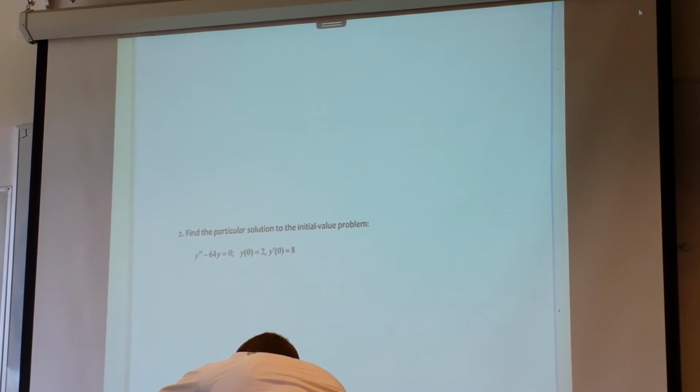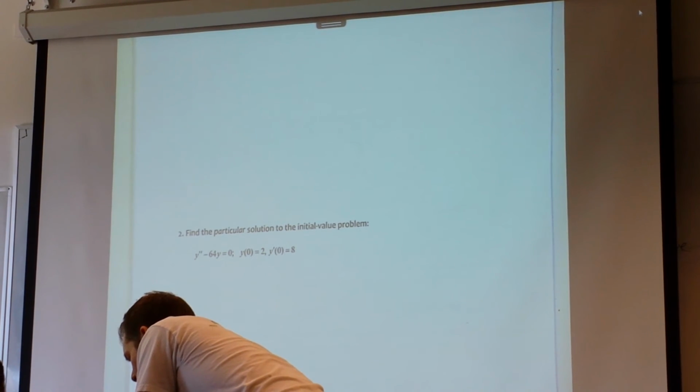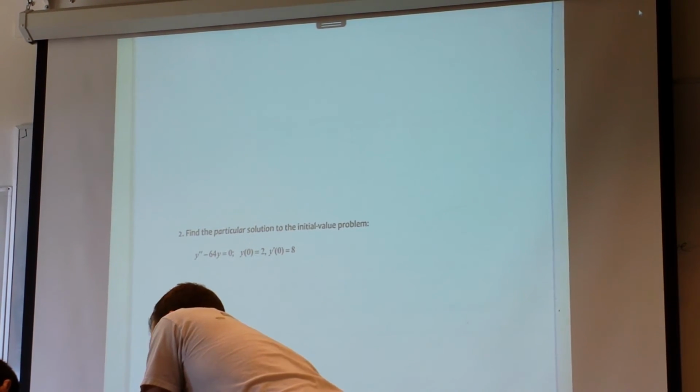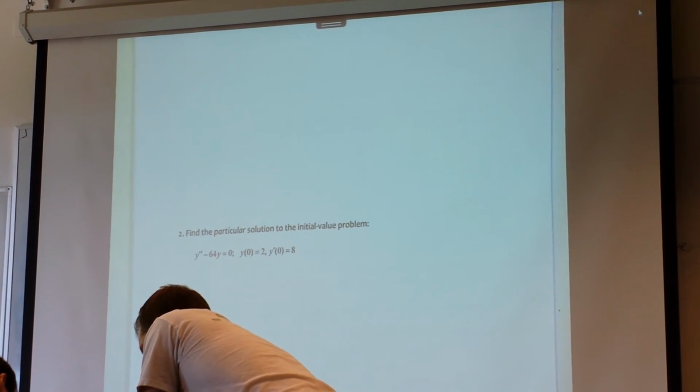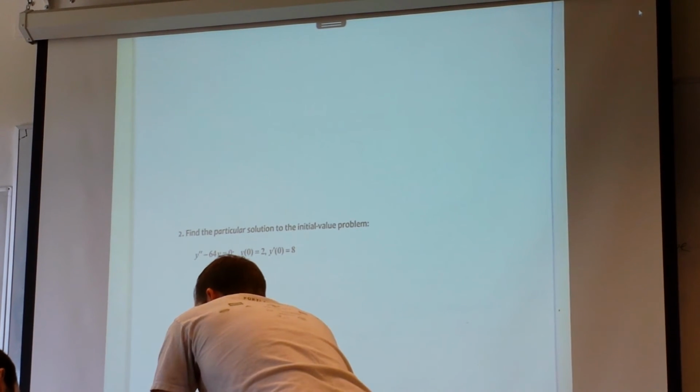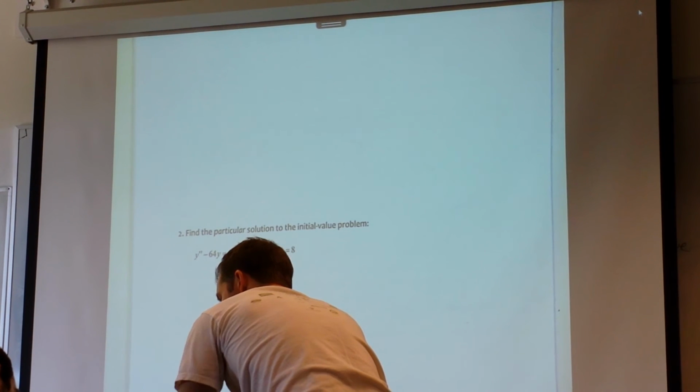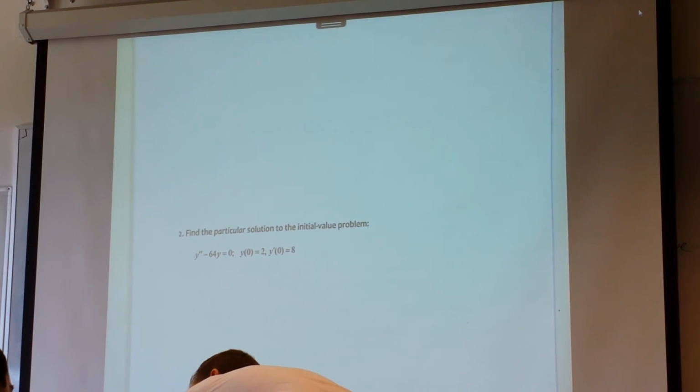You're going to get e to the negative 2x, because negative 2 is a solution for R, and you're assuming the form y equals e to the rx. So you get R equals negative 2, and your solution is e to the negative 2x. The other one is positive 2, e to the positive 2x. So those are two solutions. But how do we know what stops it from having more?